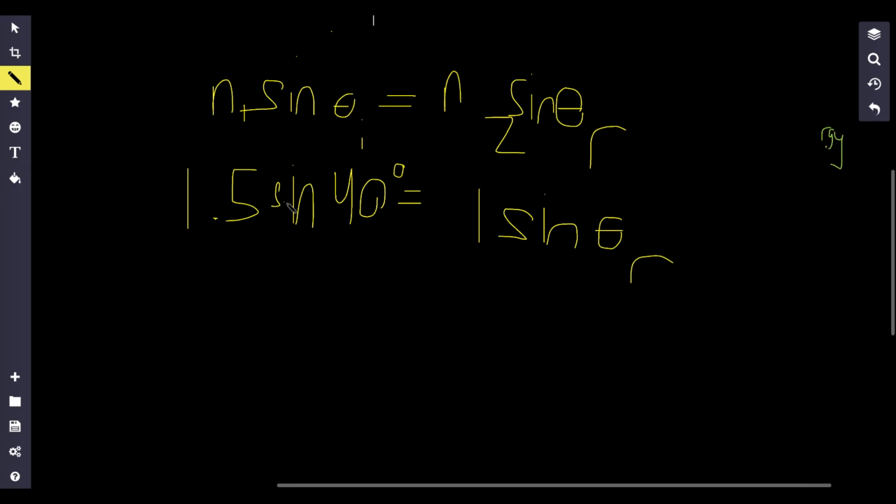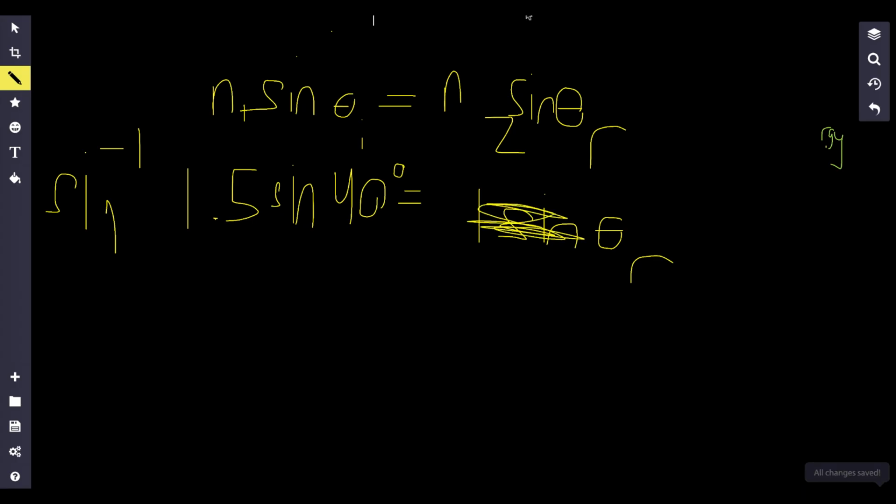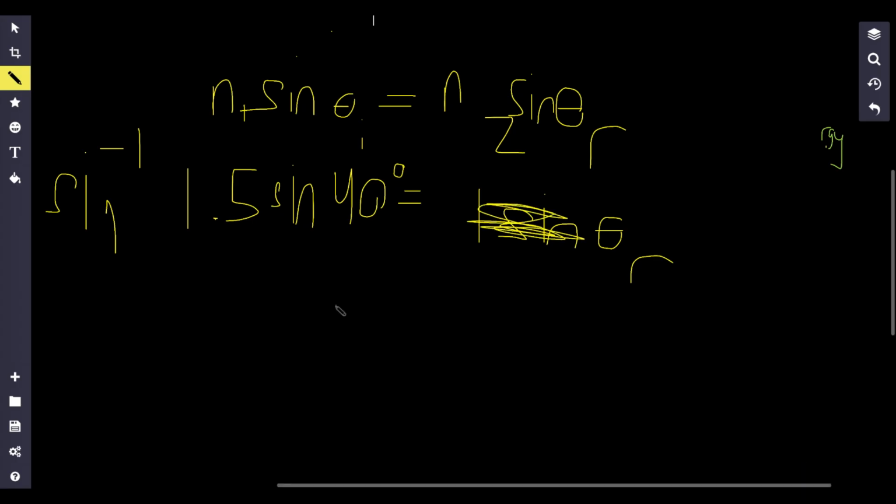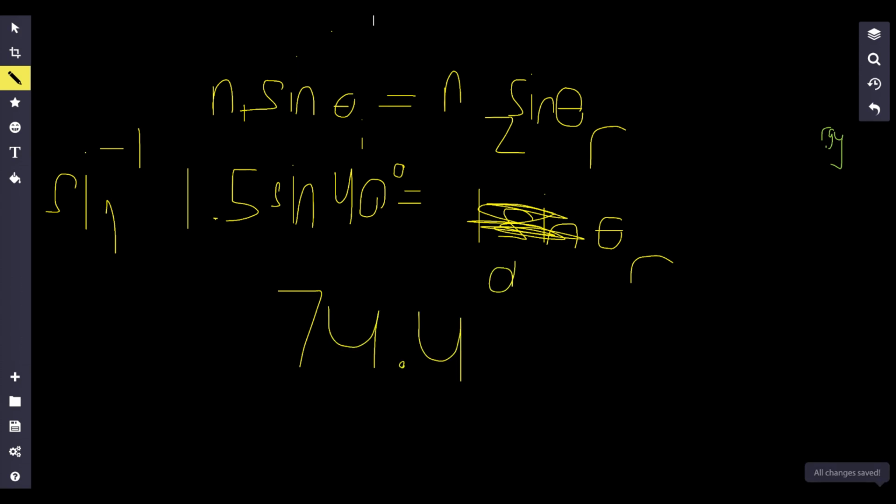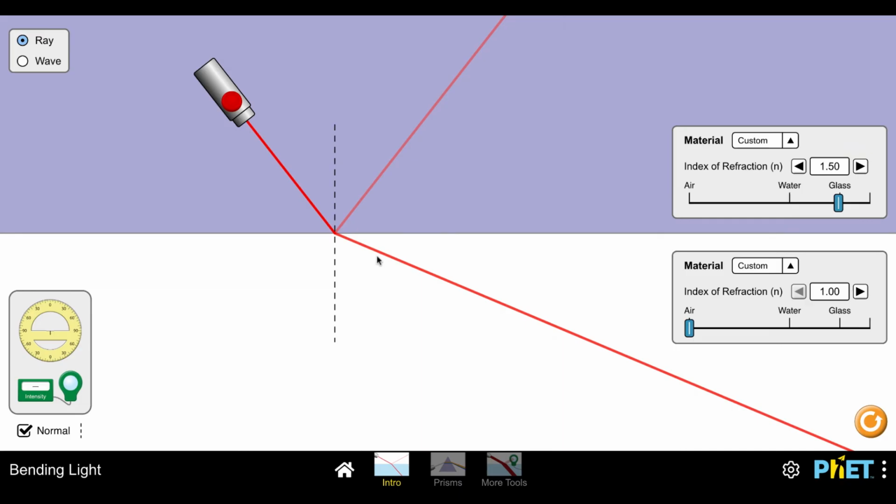Now we can just take inverse sine on both sides. This is going to cancel out. Putting this into my calculator, I actually got about a 74.4 degree angle for my angle of refraction. And that looks pretty right.